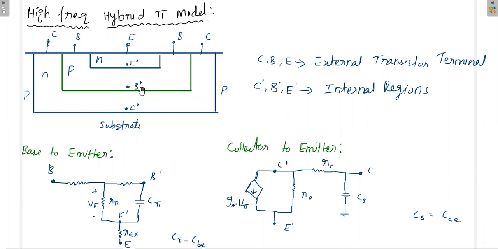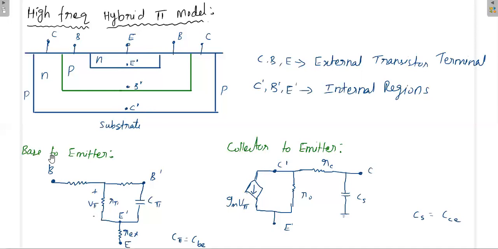Now see what happens at a very high frequency. In between these internal and external terminals there forms a resistance as well as a capacitance. Similarly for the base also, between base internal and external terminals there is a capacitance and resistance, as well as for the collector terminals. That we have to analyze separately.